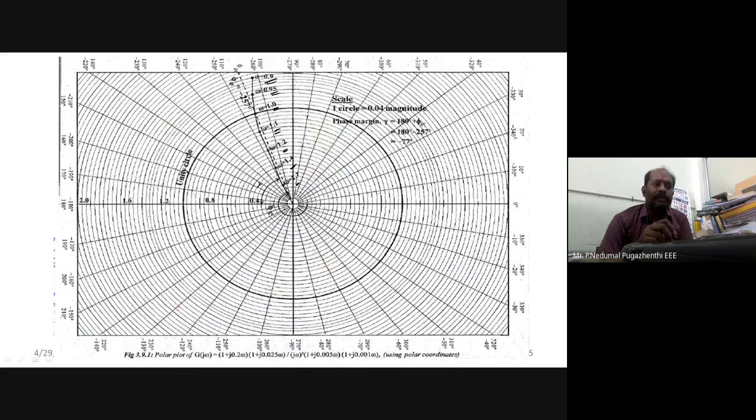Now they are asking you to find the phase margin. What is the phase margin? It is where your polar plot cuts your unit circle. Here you see the scale of this graph: one circle, every circle in this diagram, is 0.04. So for 10 circles you will get 0.4, for 20 you will get 0.8, for 30 you will get 1.2, 1.6, then 2.